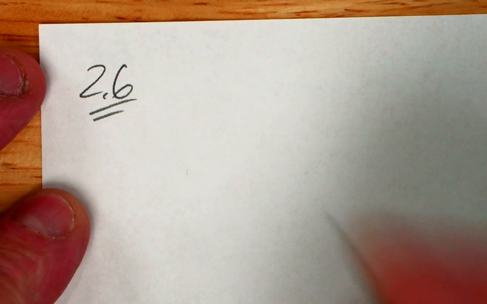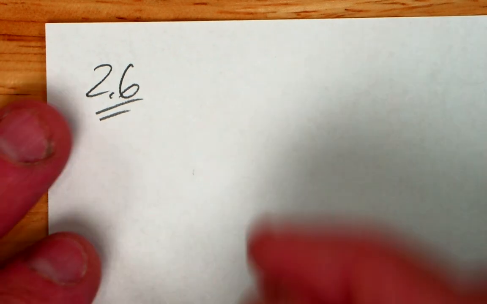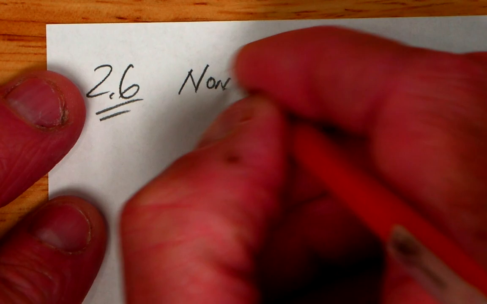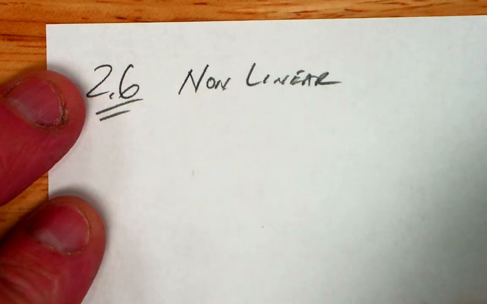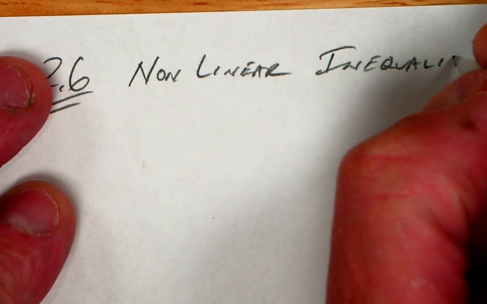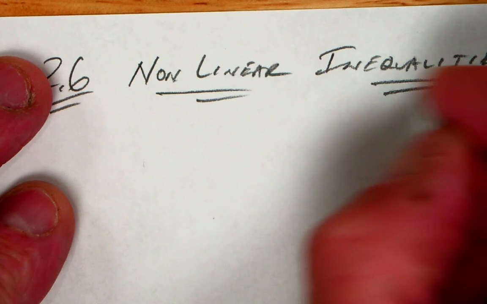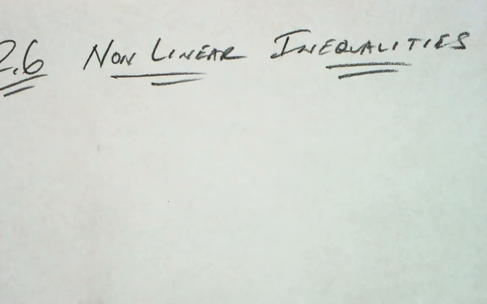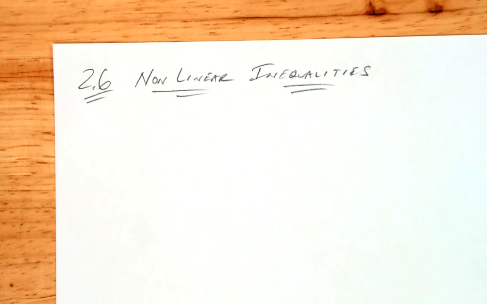Today we are going on to section 2.6, which is going to be a challenge. I'm not going to lie to you, but your assignment's really not very long, but it's going to be very detail oriented. 2.6, nonlinear inequalities. Okay, I'm going to start off with a kind of an easier one, then we're going to spend some time doing some tougher ones today.